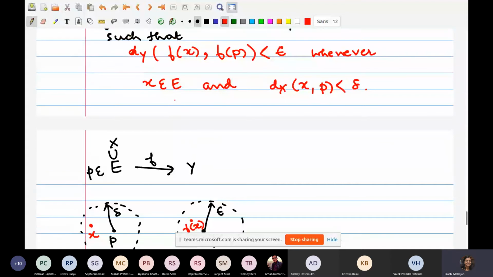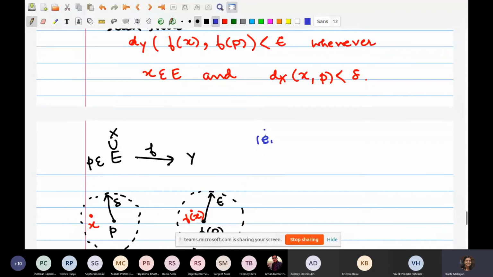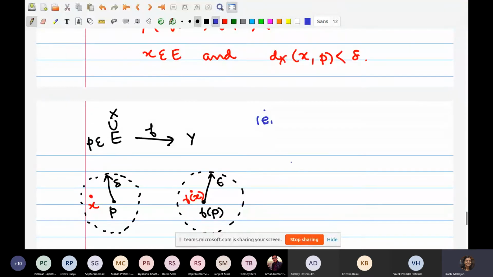So this is exactly saying what I have written in red, the following: you look at the delta neighborhood of the point P. I am dropping the metric here just to make the notation easy. Then all points of this delta neighborhood which are in the set E are mapped via f into the epsilon neighborhood of the point f of P.